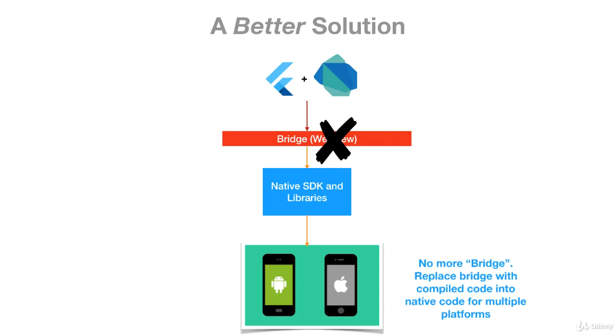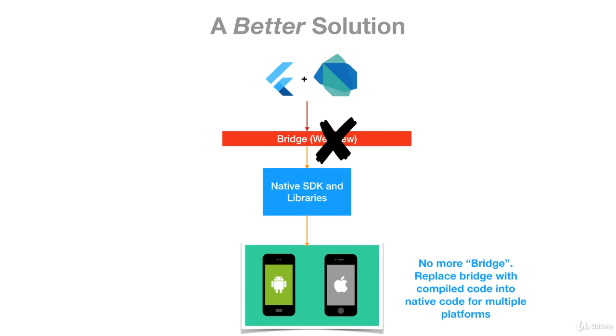So no more bridge, which is replaced with the compiled code into native code for multiple platforms. What this means is the following. Dart is a compiled code. The reason why we don't need the bridge is because everything is compiled right on time before it's deployed onto the devices. Previously, with all those JavaScript frameworks, there was no compilation. No code was compiled before it was actually set to be an application, if that makes any sense. By being able to have compiled code, now we're able to get rid of the whole bridge.